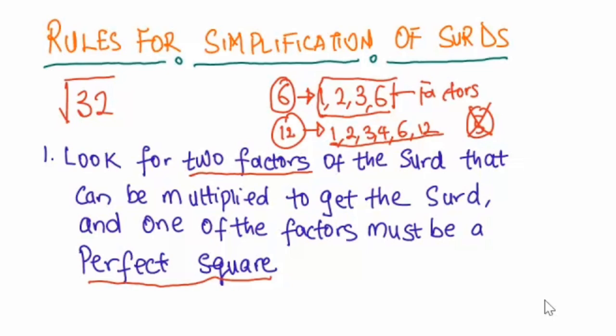So now we are going to look for two factors that we can multiply to give us this number, let's say 32 in this case, and one of them must be a perfect square. So now that takes us to the next aspect. What is a perfect square?